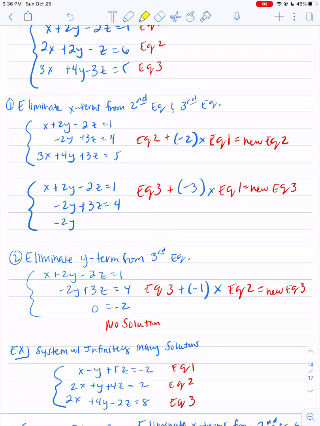So essentially, I could multiply any equation by a constant to get rid of my x's. It doesn't have to be a certain equation. So I could have multiplied equation 2 by some value to get rid of the x in equation 3. So it doesn't really matter, whichever one works. Okay, so now I have negative 2y as my variable in my equation 3.